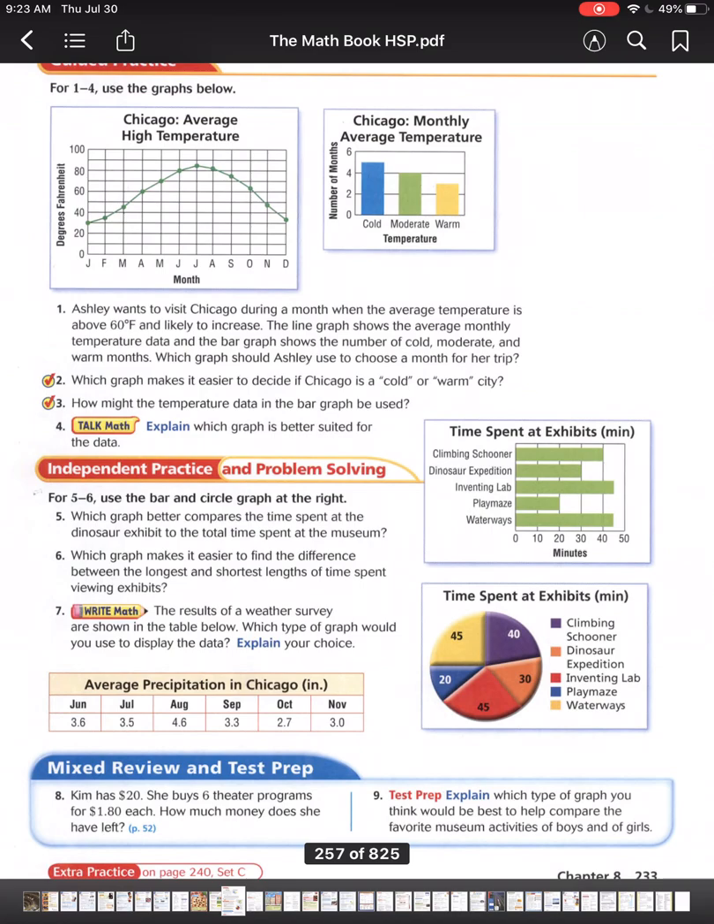Which graph makes it easier to find the difference between the longest and shortest length of time spent viewing exhibits? Now that is probably going to be your bar graph, because it's easiest to see the longest bar and the shortest bar. Longest bars being both Inventing Lab and Waterways, tied at 45, and Playmaze being the shortest at 20.